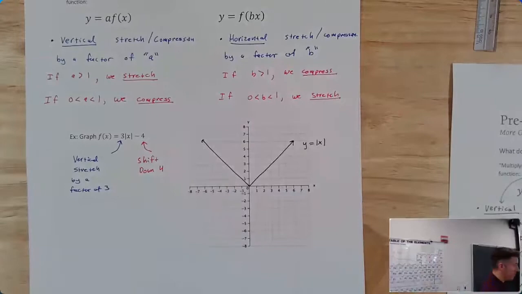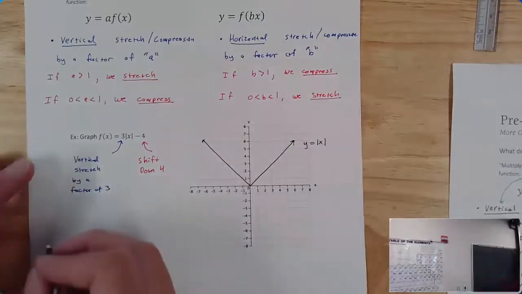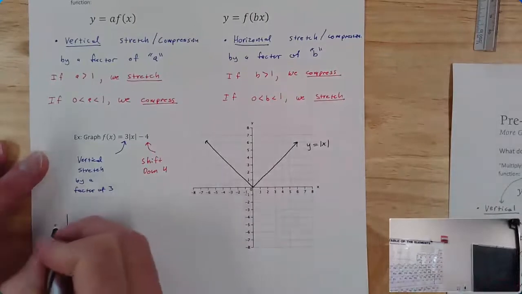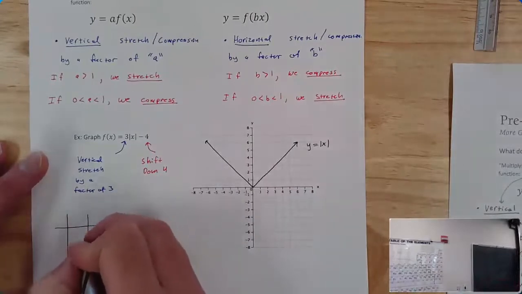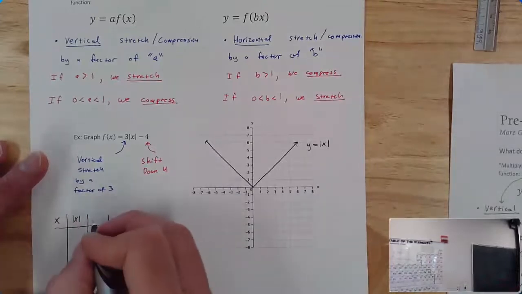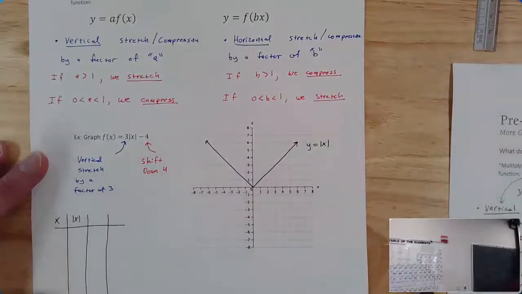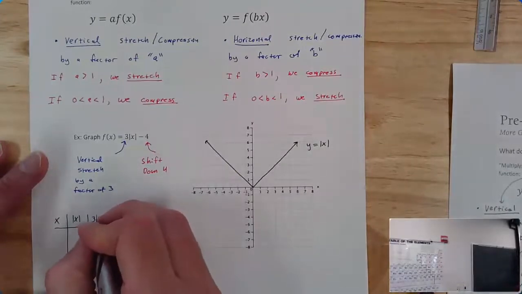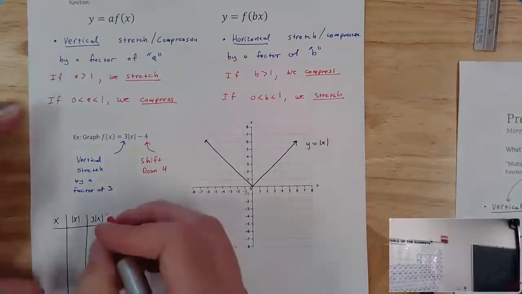And then I'm going to shift. Well, I'm not going to shift it. I'm first going to stretch it. So what I'm really doing here is all my y values are going to be 3 times as big as they were. In fact, let's make a little table, with a bunch of columns, so you can really see what's happening. So here's my x values, absolute value of x values, my 3 times the absolute value of x values. And then lastly, we'll subtract 4.